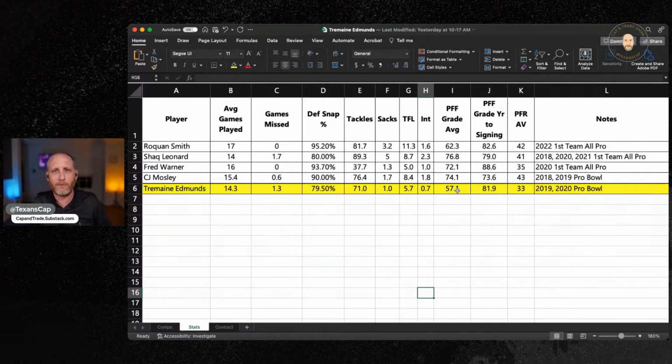His 2020 performance really drug down his number. If you were to look just at 2021 and 2022, his numbers would be right in line with these guys in the lower 70s. But that 2020 performance really brought him down. Another thing I wanted to look at was just a single grade the year before the contract was signed. So essentially, what was their PFF grade in their contract year? And look at that right there, 81.9, right in line above some of the other players.